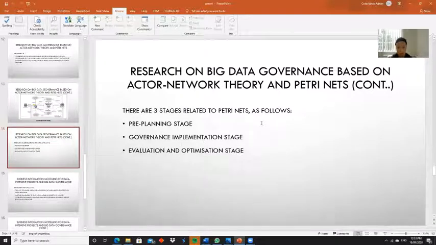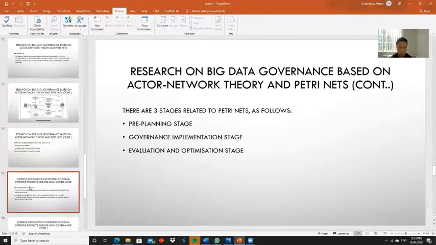Besides that, there are Petri nets. Petri nets are used for better implementation. Similar to how we need to prepare, and we need to implement, and we need to evaluate, and also the last one is the automation stage.